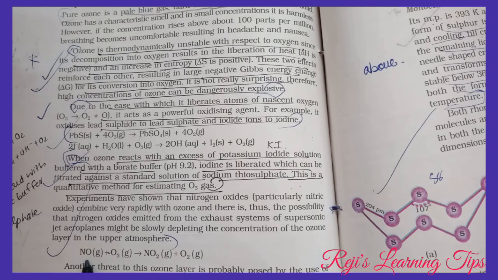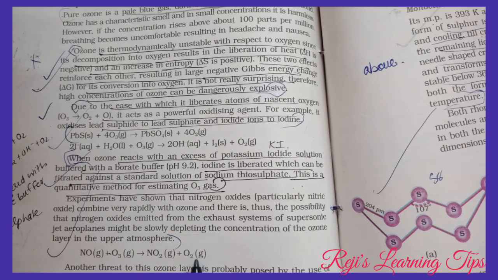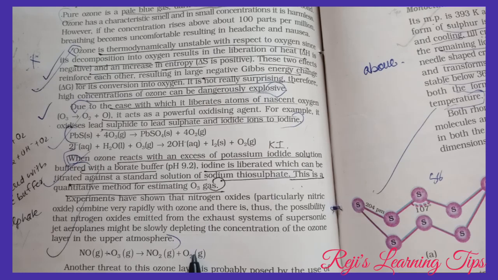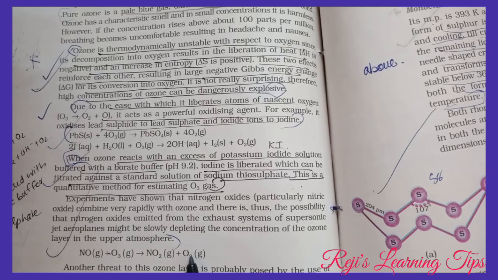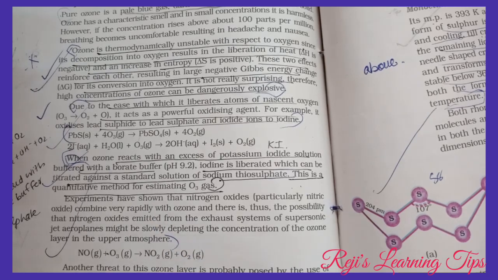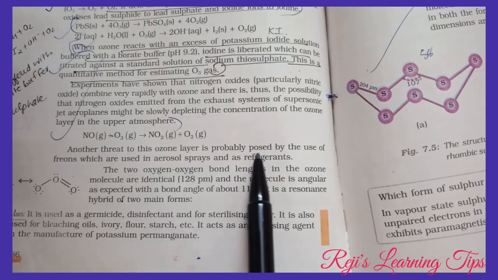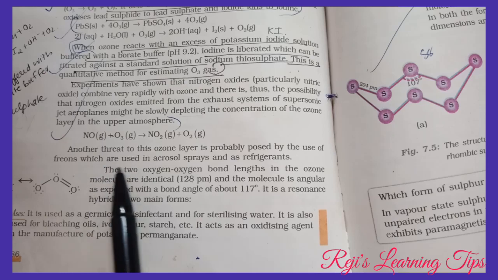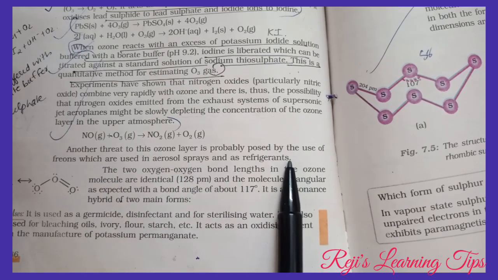Nitric oxide emitted from the exhaust system of supersonic jet aeroplanes must react with ozone to form NO2 and O2. So it might be slowly depleting the concentration of the ozone layer in the upper atmosphere. This is also a very important topic. Another threat to this ozone layer is probably posed by the use of freons, which are used in aerosol sprays and as refrigerants. Okay?